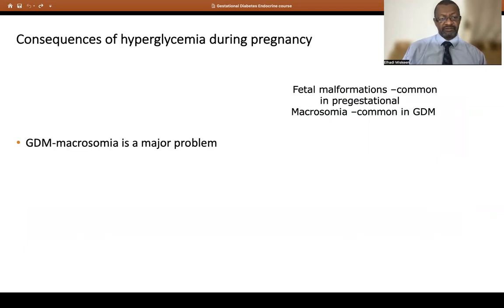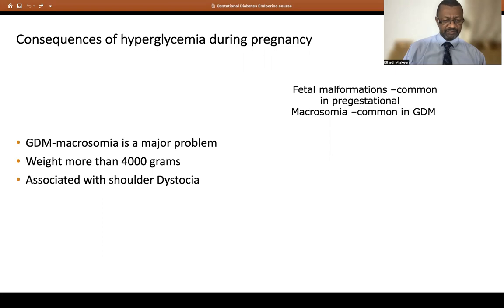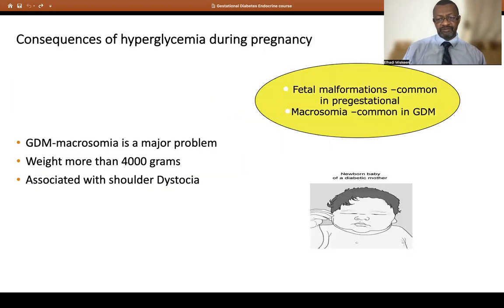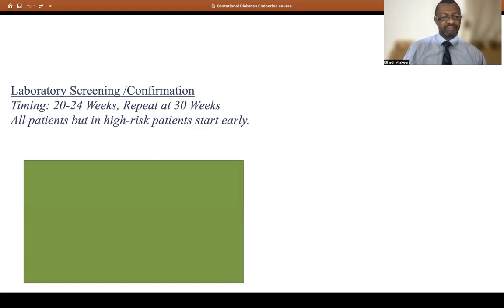So the consequence of hyperglycemia during pregnancy is mainly macrosomia, which is a major problem. It is weight more than 4,000 grams, and it is associated with shoulder dystocia as a main complication. Fetal malformation is common in pre-gestational diabetes, while macrosomia is common in gestational diabetes.